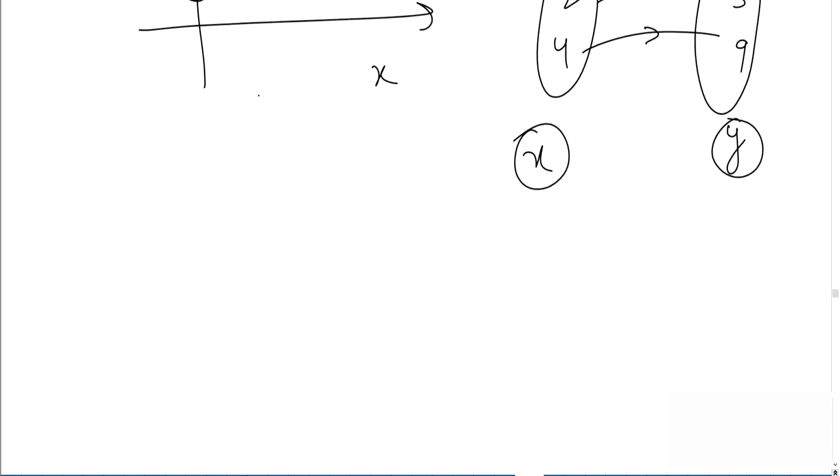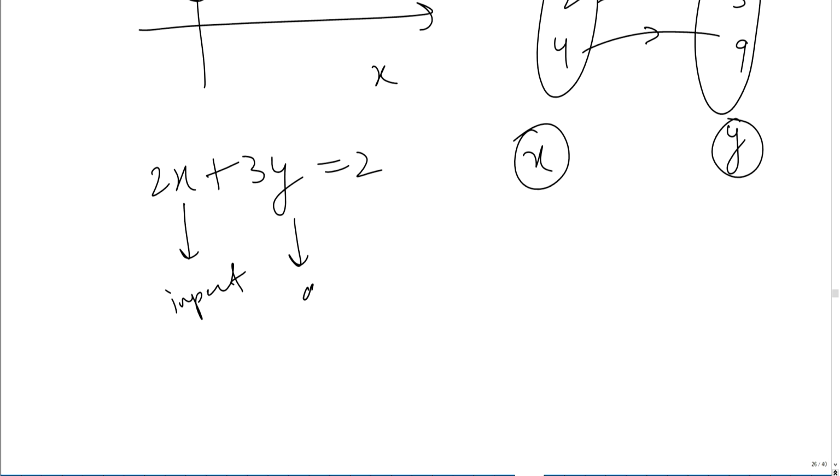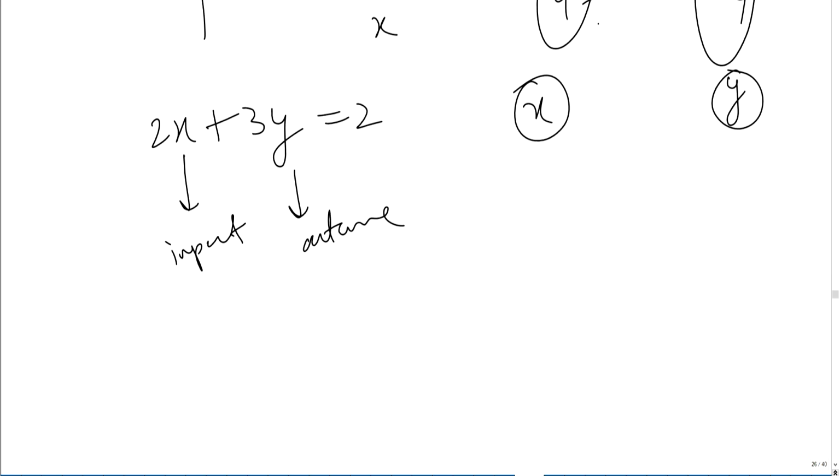So, even when you are given some equation, let us say 2x plus 3y equals 2, this is an equation containing two variables x and y. Now, you can write this equation as a function if I tell you that x is some input variable and y is the outcome variable, right. So, y is the outcome of the function, x is the input. You can write this equation as a function.